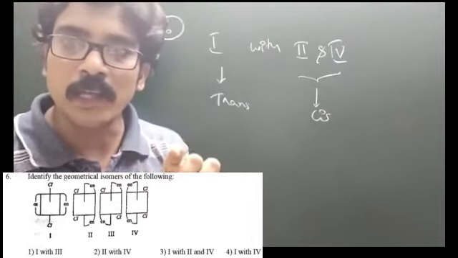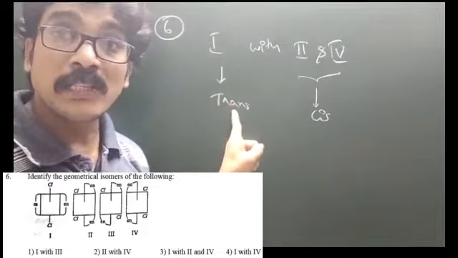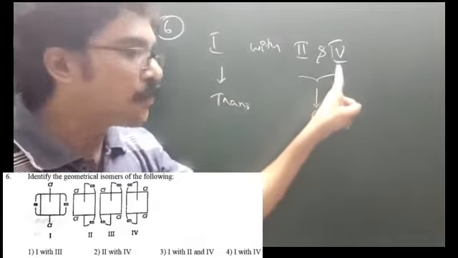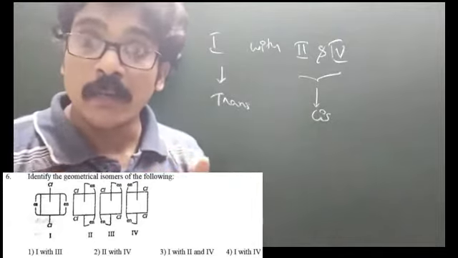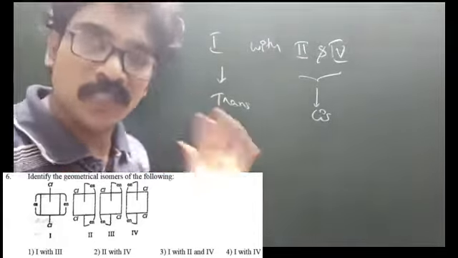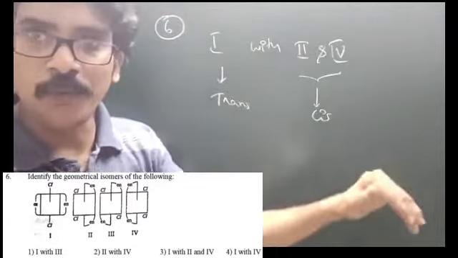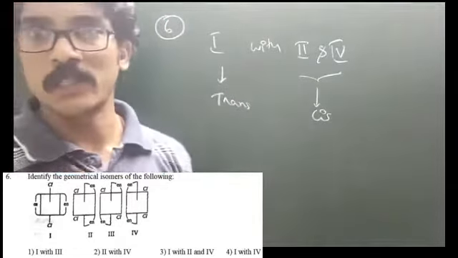The first complex is in trans form, whereas the second complex and the fourth complex both have chlorine atoms in cis position. So for the first complex, 2 and 4 both are geometrical isomers.